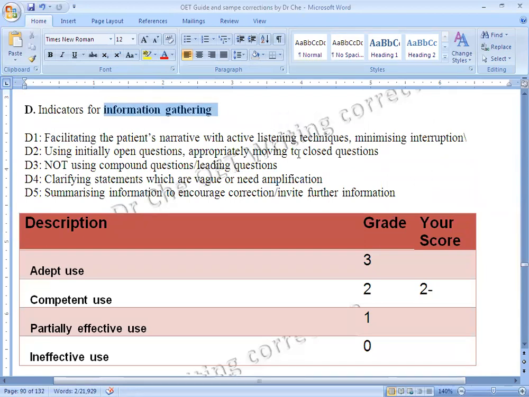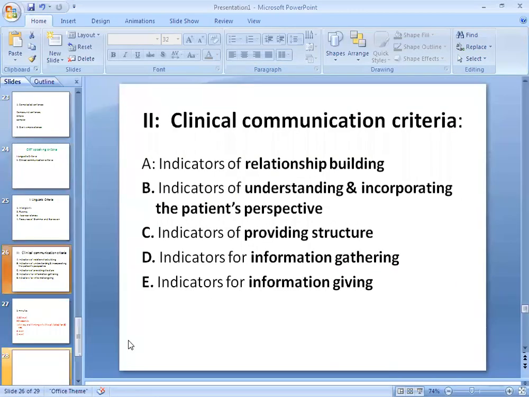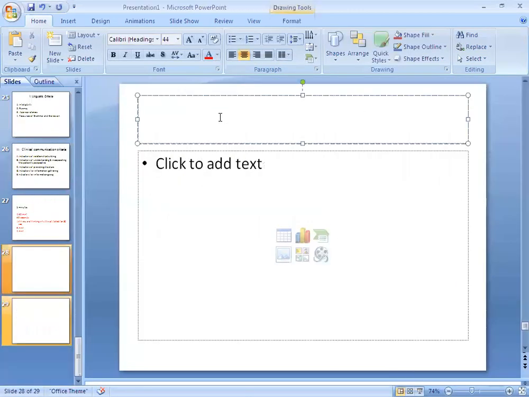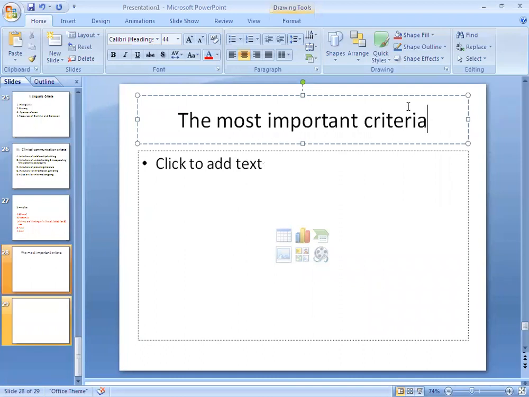Information gathering and information giving. What we should say, the most important criteria. These two criteria are the most important criteria in OET speaking.